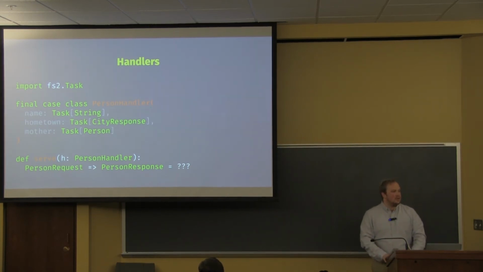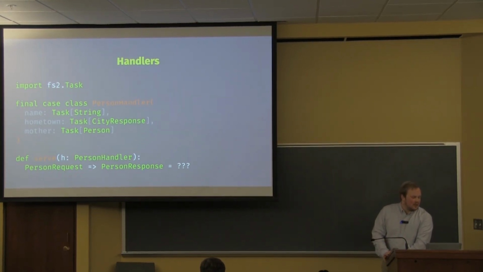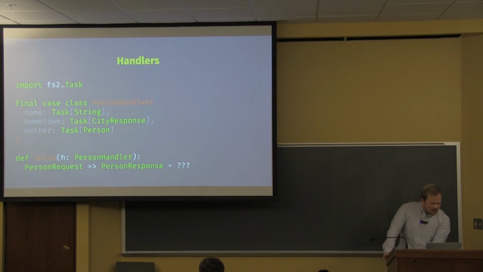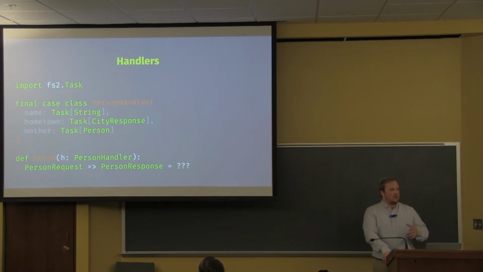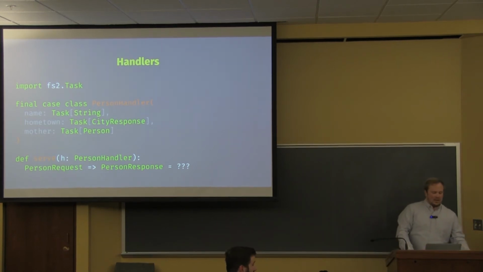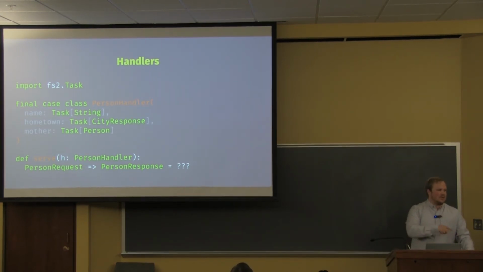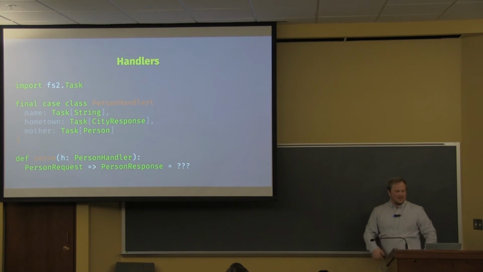Yes? The task of person, should that be person response? In the person handler, you have mother, you have task of person. It's a task of person because the mother of a person is a person again. So when I look up somebody's mother, I need a task that will go fetch that person's mother. And then, why city response? I guess I'm having trouble. Oh, I did make a typo here. It should be person response. Sorry. Yeah, good catch.